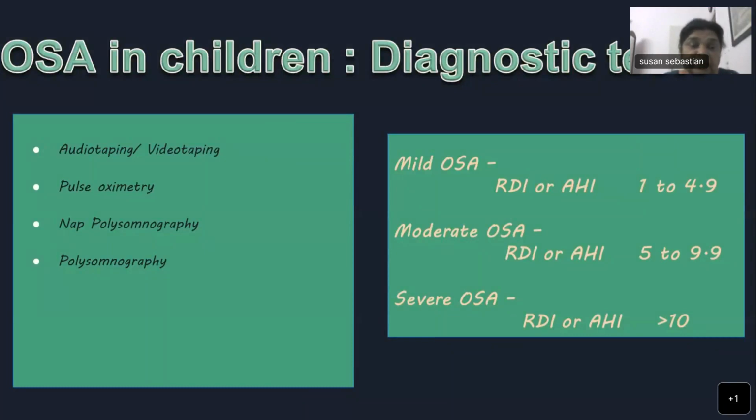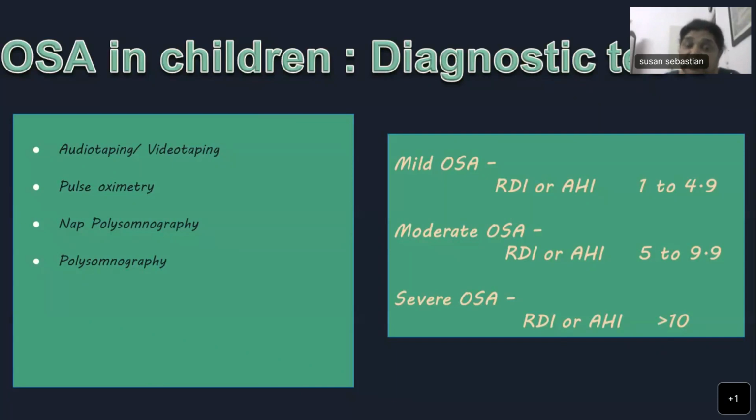And there is nap polysomnography now, because the complete polysomnography is difficult to do in children because it involves sleeping in the hospital for many hours, 4 to 6 hours, or maybe a whole night evaluation. The child may not cooperate with that. So we have nap polysomnography, where polysomnography is done, but only for 1 or 2 hours.